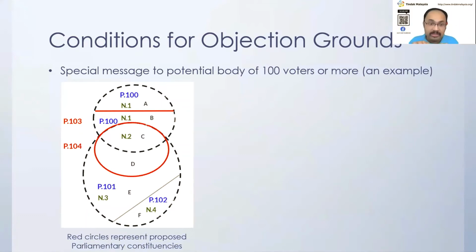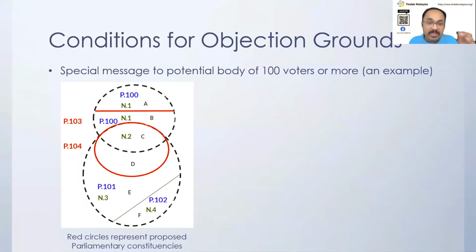You see the black dashed circles. These are the existing parliamentary boundaries. The blue text, P100, P101, P102, are the existing parliamentary constituency numbers. N1, N2, N3, N4 are the existing DUN constituencies. P100 has two DUN constituencies for this example, N1 and N2. P101 happens to have one DUN called N3. For simplicity, I'm not going to add more. N3 belongs to P101. And then you have P102, which has one DUN called N4.